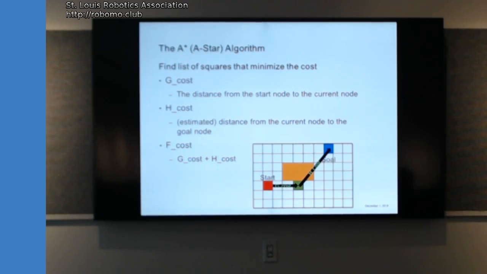So a very common approximation is called the Manhattan distance. They call it that because it's like the streets in Manhattan. They're grids. The Manhattan distance is how far it is in X and how far it is in Y, or how far horizontally and vertically. So in this example, the H cost would be 1, 2, 3 to the right and 1, 2, 3, 4 up. So the Manhattan distance is 7.